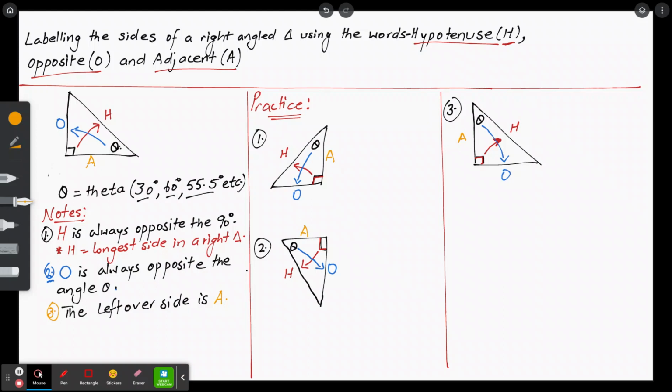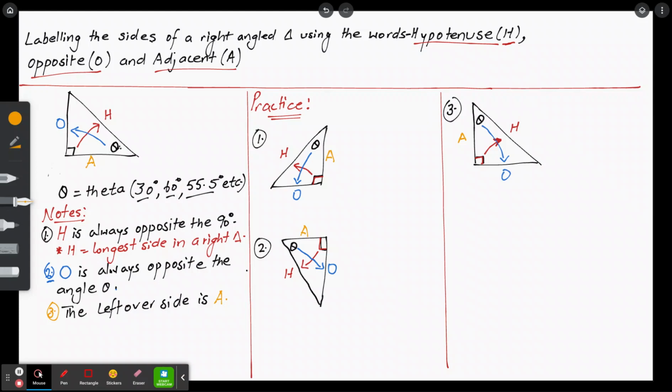Once you know how the sides move, how O and A move, H is never going to move. H is going to stay on the same side because it is always the longest side. It is the diagonal side in a right angle triangle, or you can say it is the side which is opposite the 90-degree angle in a right angle triangle, right?